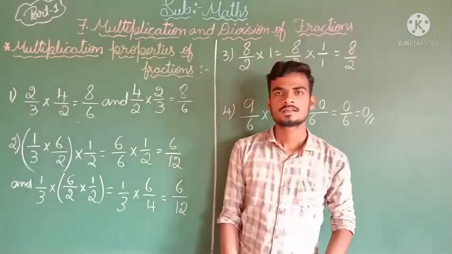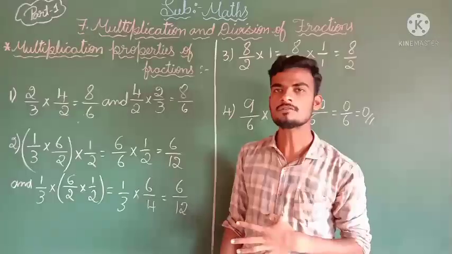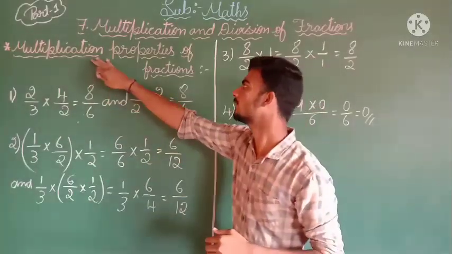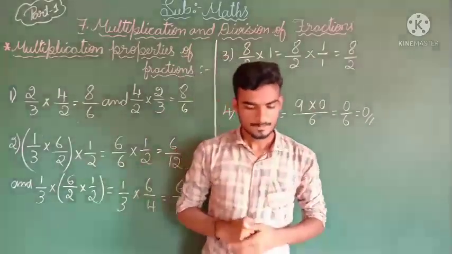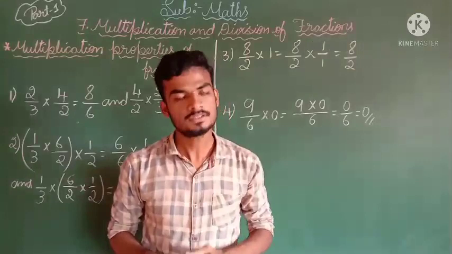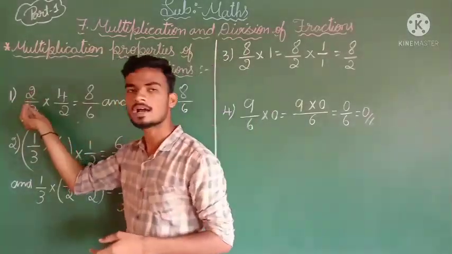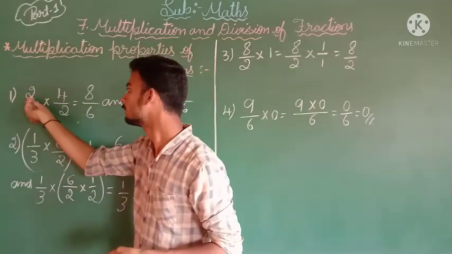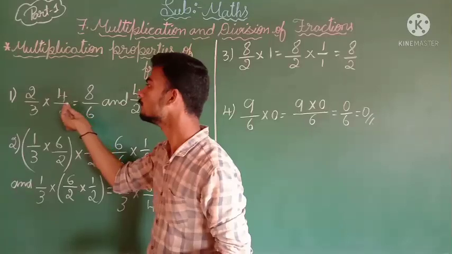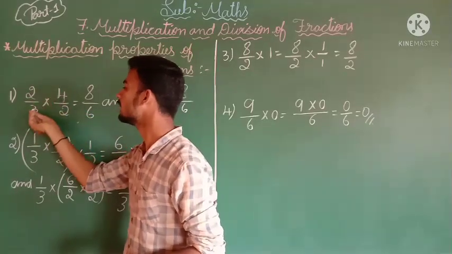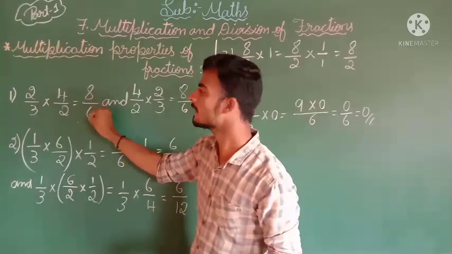Dear students, here let us discuss a few properties on multiplication of fractions. See here, multiplication properties of fractions. The first property tells that changing the order of fractions does not change the product. See here, if they have given in the question in the order of 2 by 3 into 4 by 2, which is equal to, if you multiply numerator with numerator and denominator with denominator, what product you will get here, that is 8 by 6.